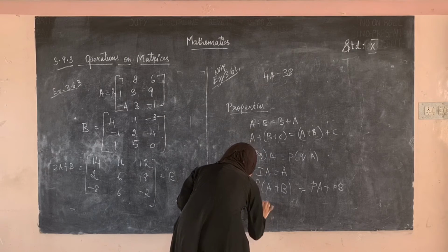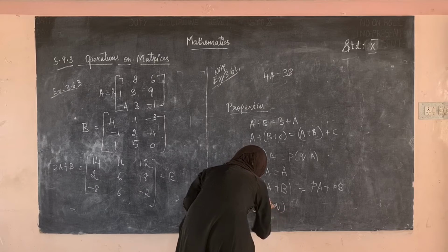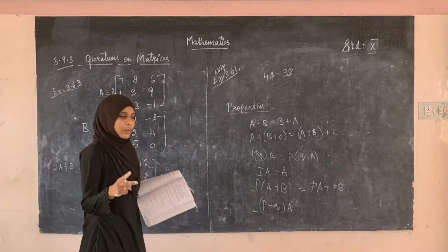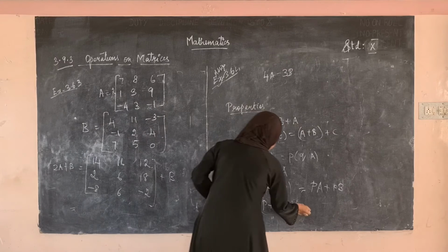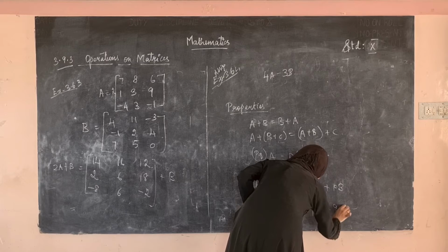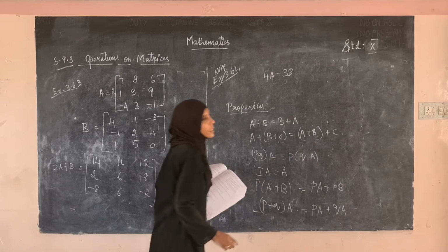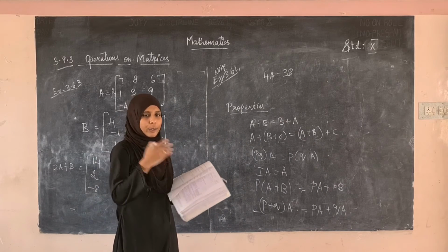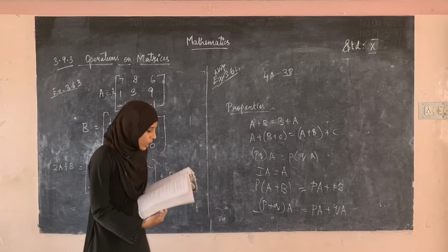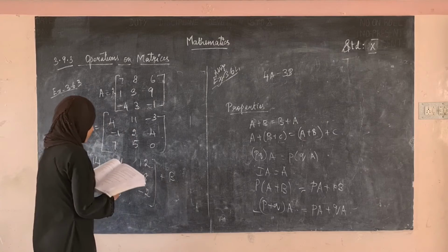Similarly, see here. We can add two scalars and multiply with A, otherwise you can do P into A plus Q into A. You can multiply the two scalars separately with the given matrix and add the matrices. This is the important property.